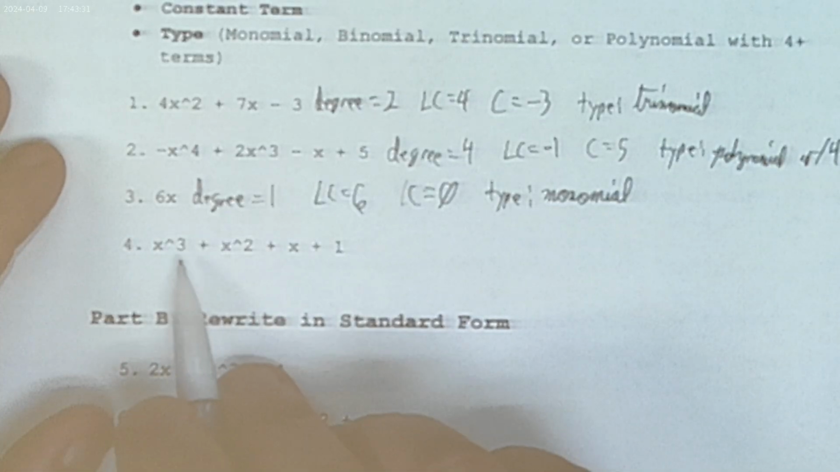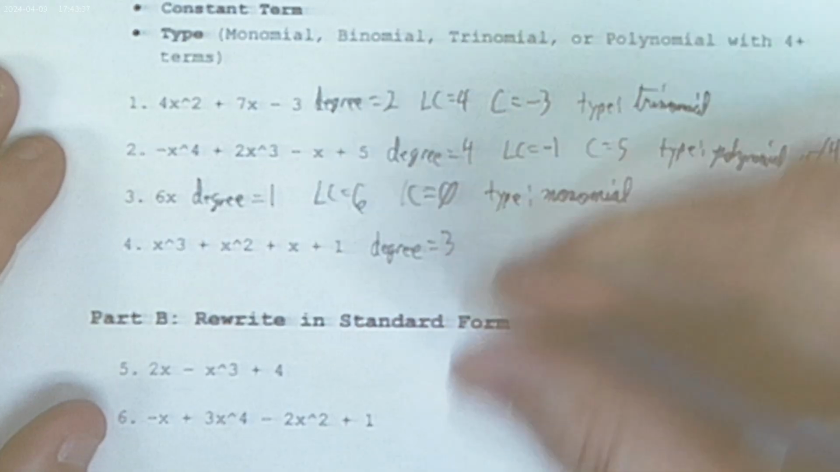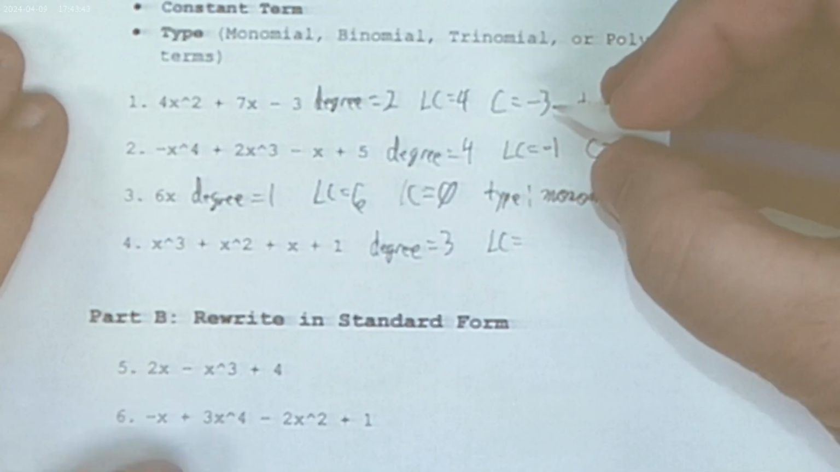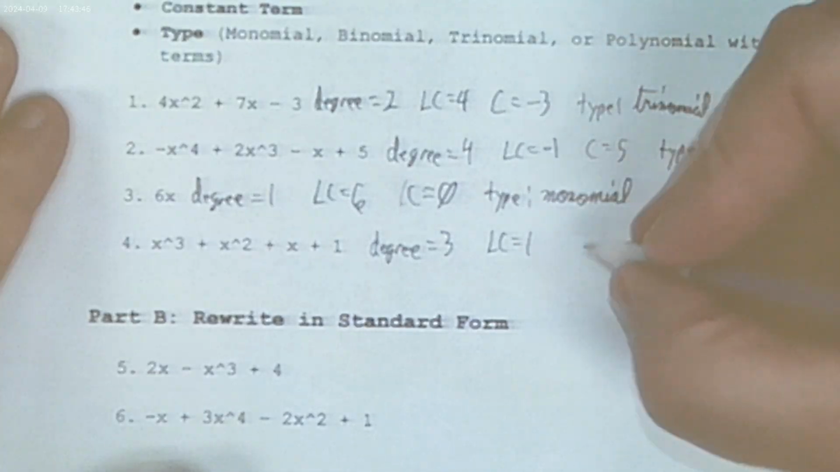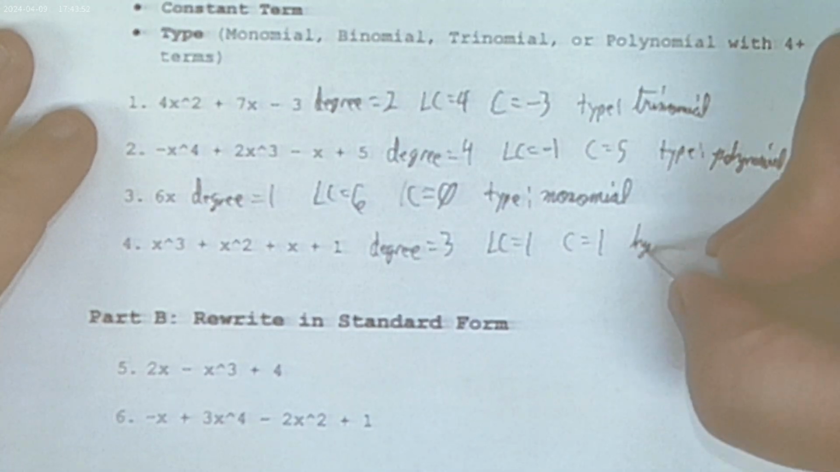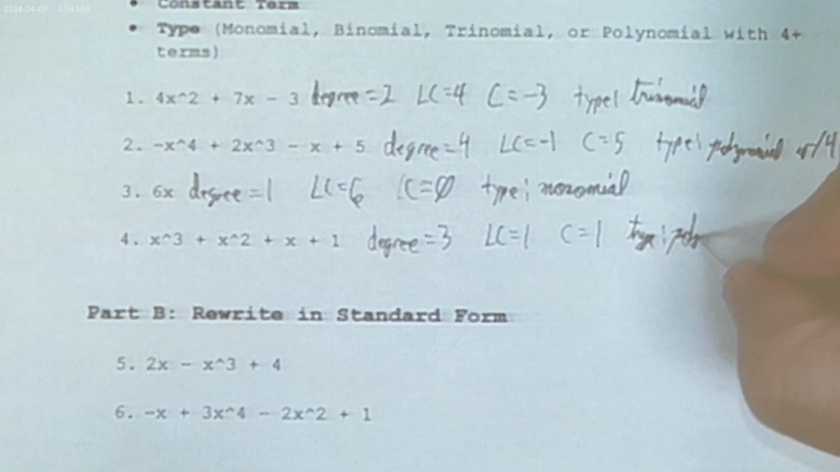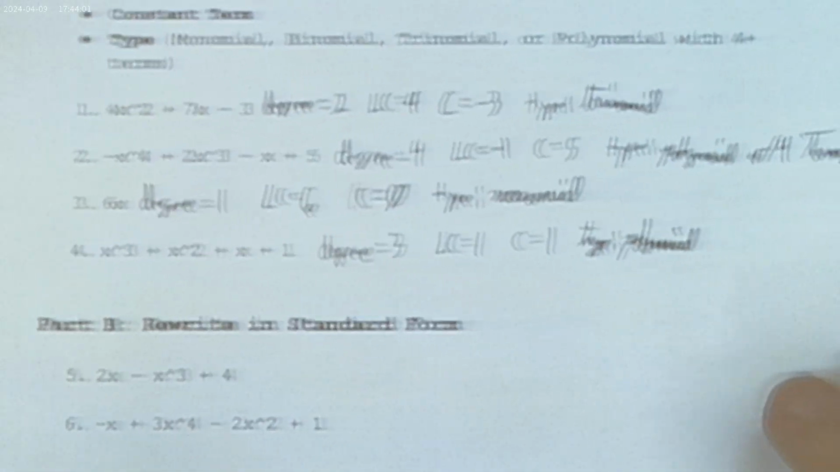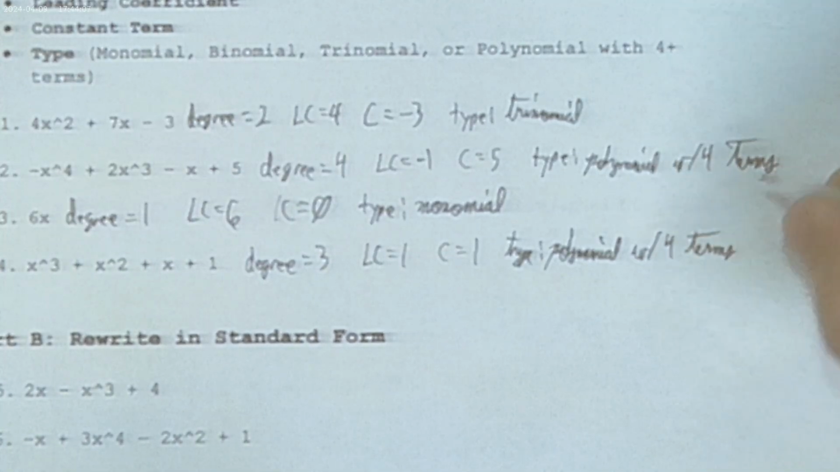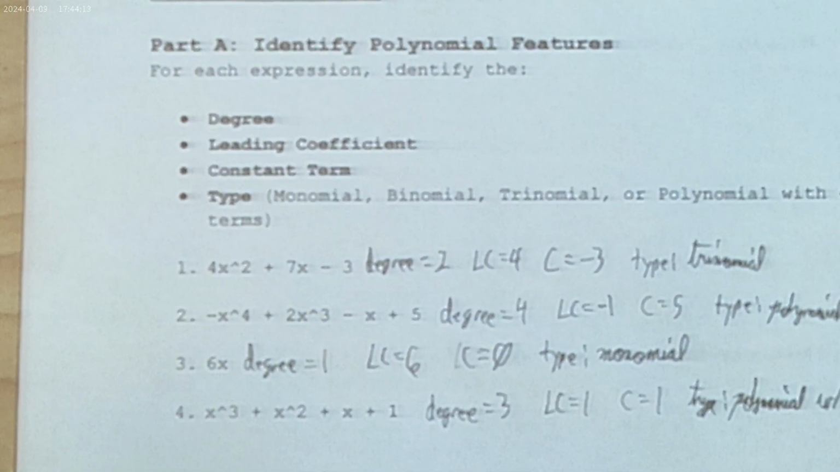Alrighty. For the degree, with this one, the degree is going to equal 3. The leading coefficient, there doesn't seem to be one, but that just means that the leading coefficient is 1. The constant, also 1. And the type, 1, 2, 3, 4 polynomial with 4 terms. Alrighty, and that does it for part A of our review.